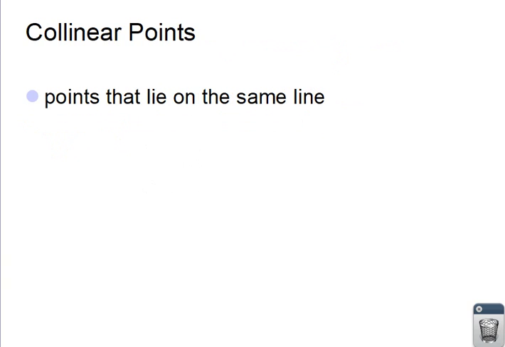All right, collinear points. Co being together. Linear means line, so these are points that lie on the same line. So you'll have 3 points, and if you drew a line through them, they would all be on the same line.